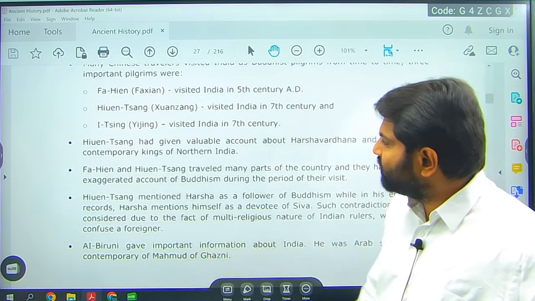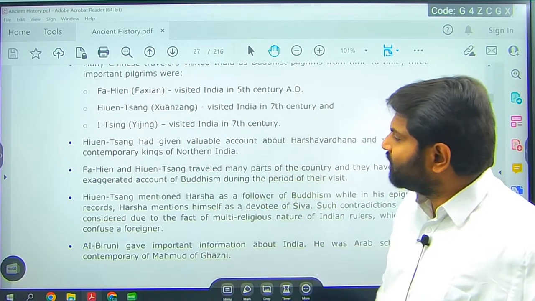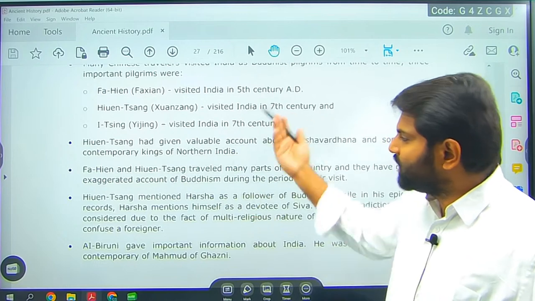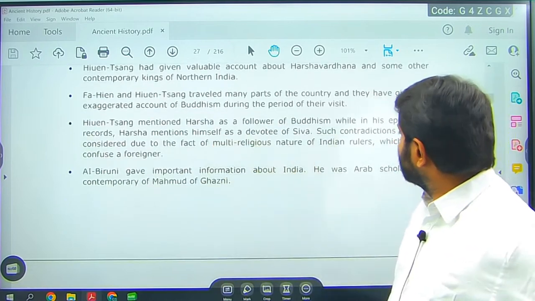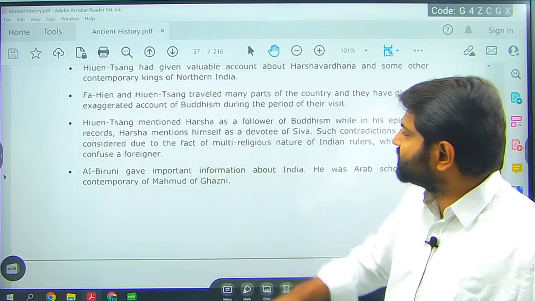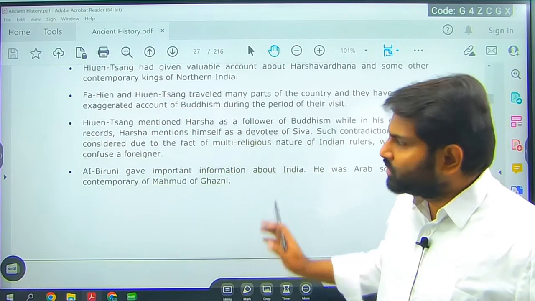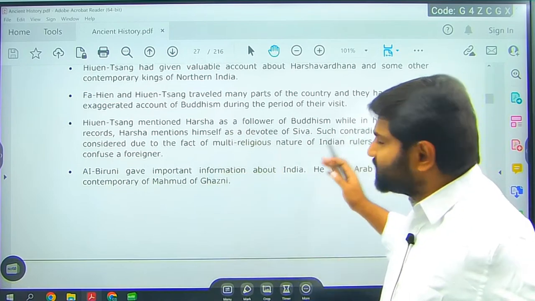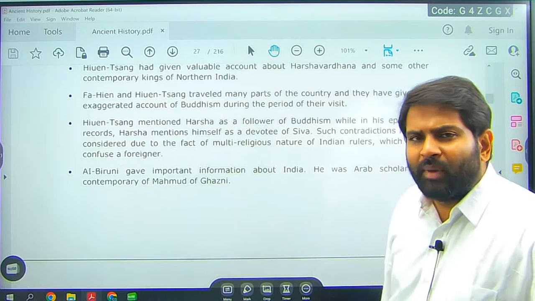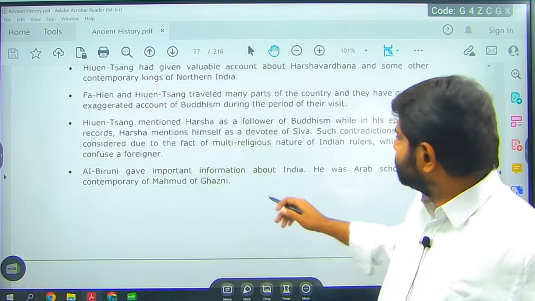Fahian and Huazhang traveled many parts of the country and gave an exaggerated account of Buddhism, because their focus was on Buddhism. Huazhang mentioned Harsha as a follower of Buddhism, while in his epigraphic records, Harsha mentions himself as a devotee of Shiva. So there is a contrast through which we can understand that Huazhang is biased towards Buddhism. As I said, Christian bias and prejudice were there, same here.